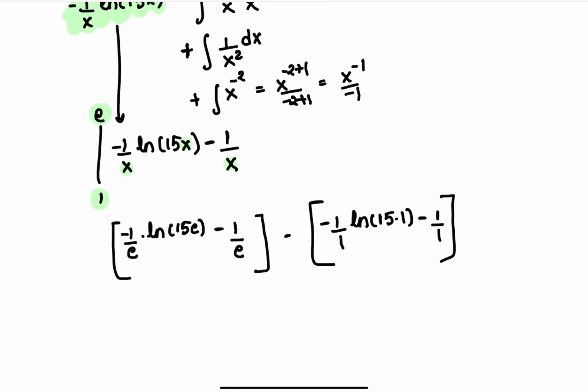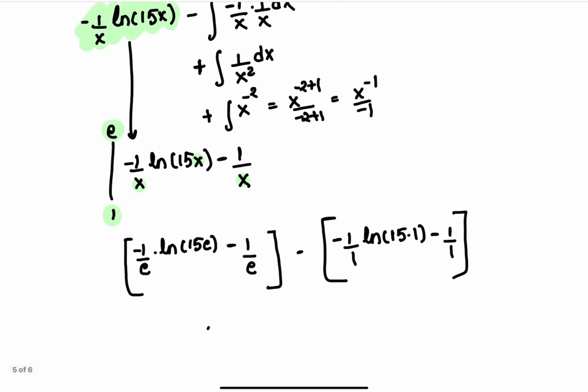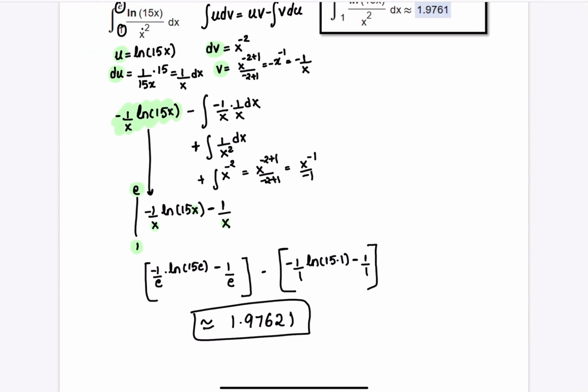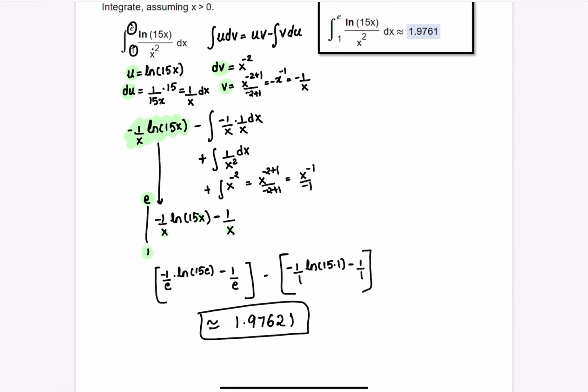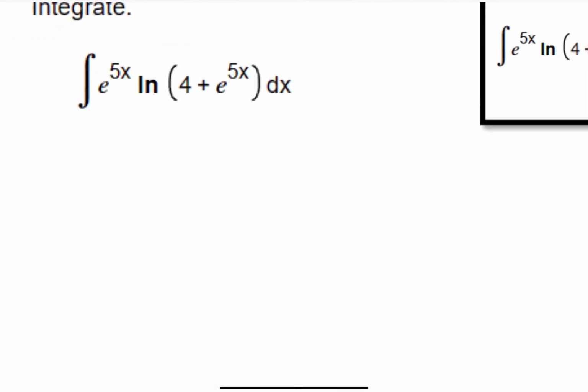Plug this into the calculator and this will give you, did I get a negative? Yes. This will give you approximately 1.97621. And there you have it. So step by step, again, if you see a ln, that is going to be your u. Now let's go ahead and take a look at the next problem.